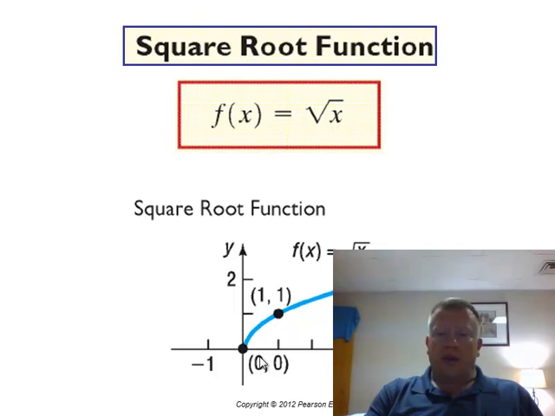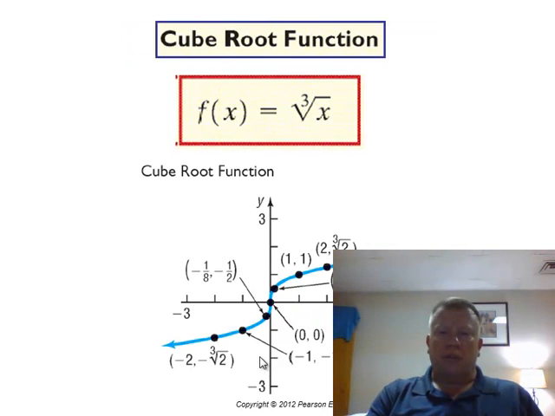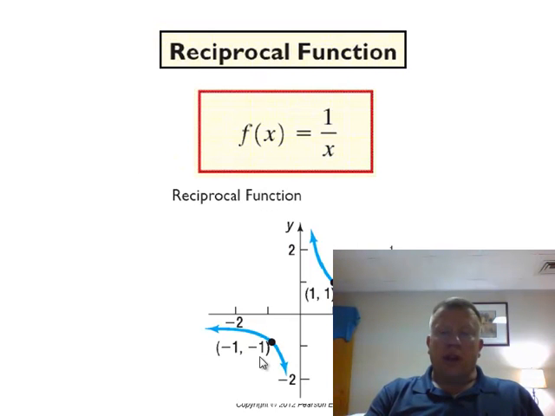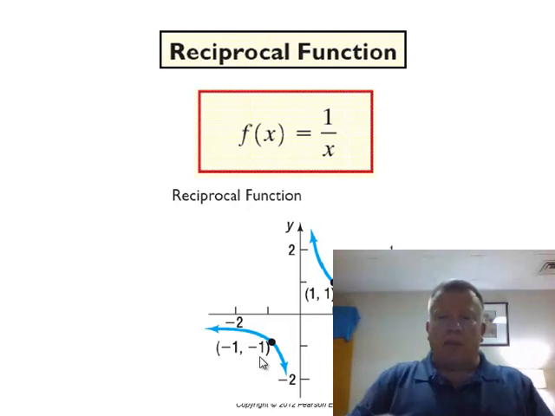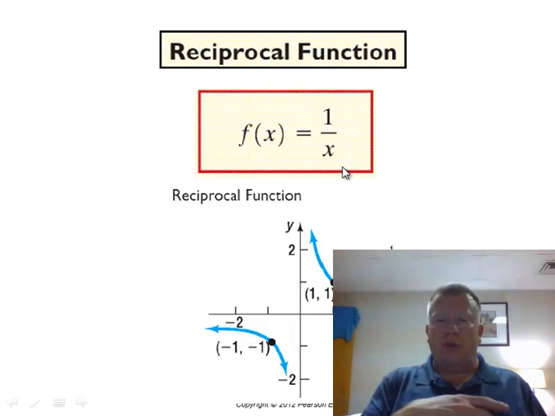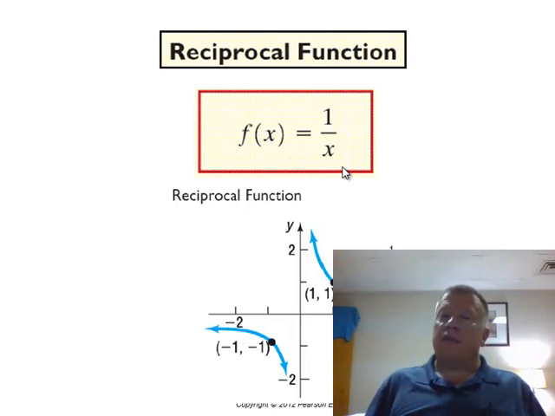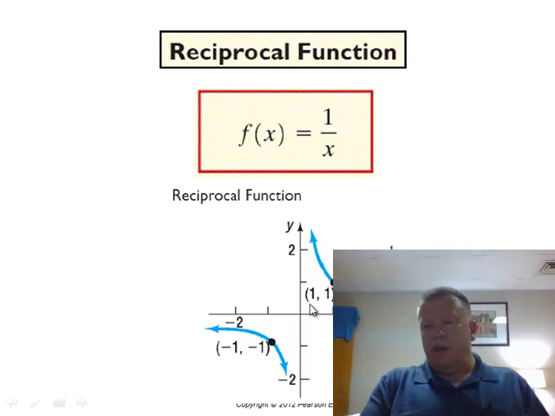All right, here's our square root function. We already talked about that. Cube root function. The reciprocal function will basically take whatever number that you're putting in and take the reciprocal of it. So f of 2 is 1/2, f of 3 is 1/3, f of 4 is 1/4, f of 2/3 is 3/2, f of 0 is undefined, because you cannot divide by 0. Otherwise, you could take the reciprocal of any other number except for 0.